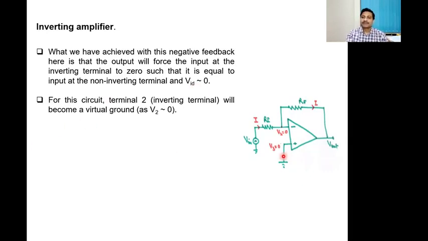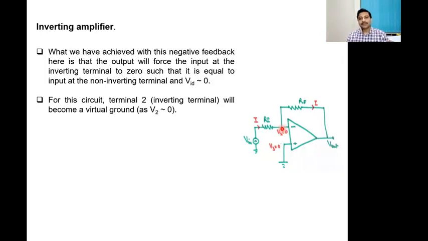Now for this particular circuit, since the value at V2 is being forced to become close to 0 because the non-inverting terminal is grounded, terminal 2, the inverting terminal, will become a virtual ground. It's called a virtual ground because we are not connecting it to the actual reference ground through a conducting wire, but the feedback makes sure that the potential at this inverting terminal is close to 0. In this steady state condition, we call it a virtual ground.